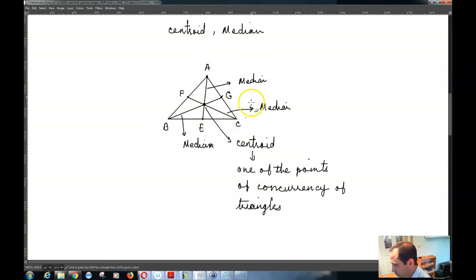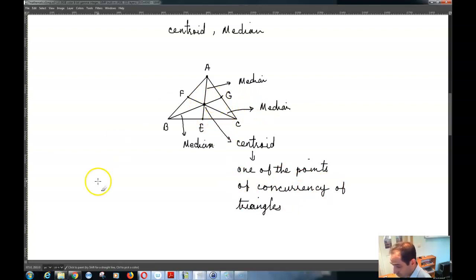There are other points of concurrency of triangles. I'm not really, at least not readily, very familiar with them, but this is one of the points of concurrency of triangles. There are other points of concurrency of triangles as well.